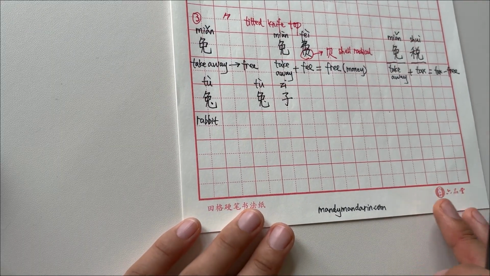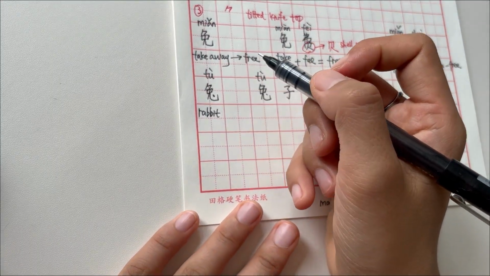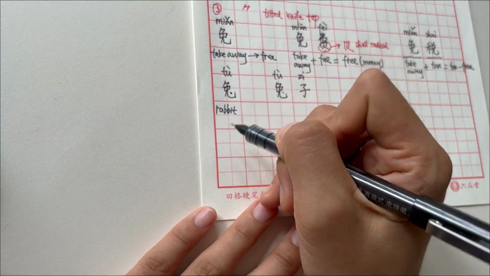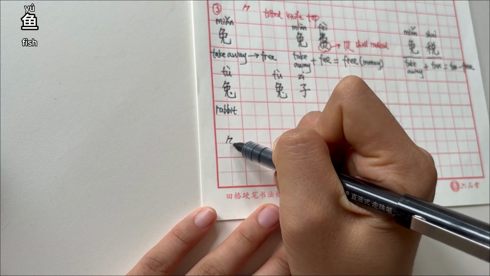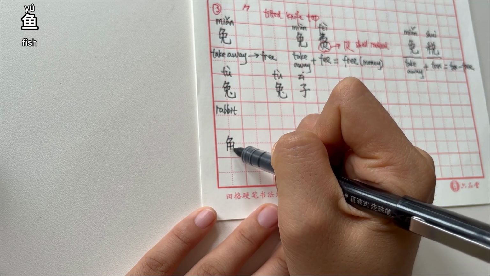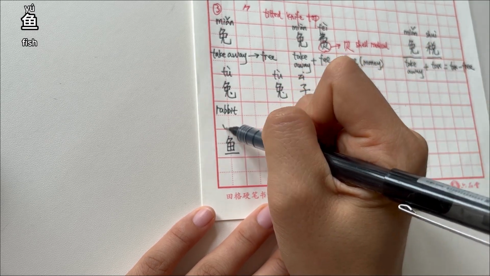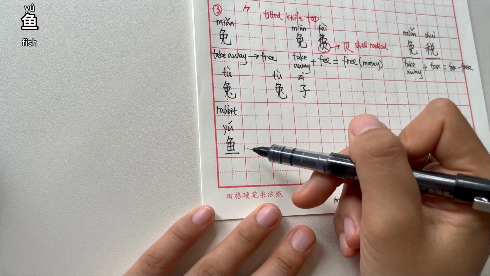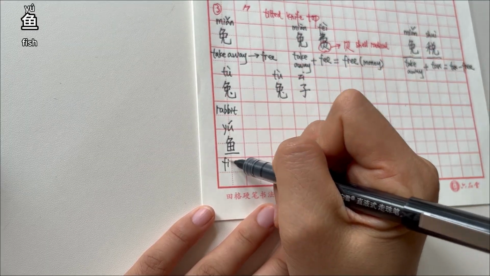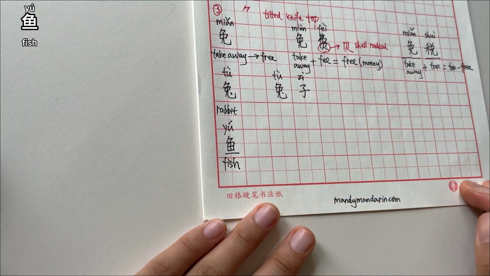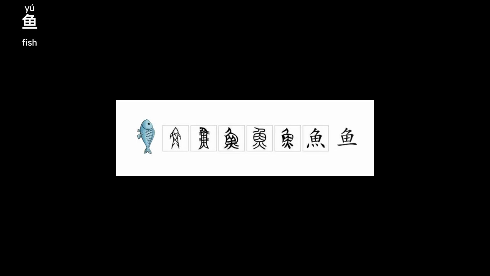And the next example I would like to show you is also very, very commonly used. 鱼. Okay, 鱼 is fish. And here is the evolution for the character 鱼, and also it evolved from the picture of a fish.